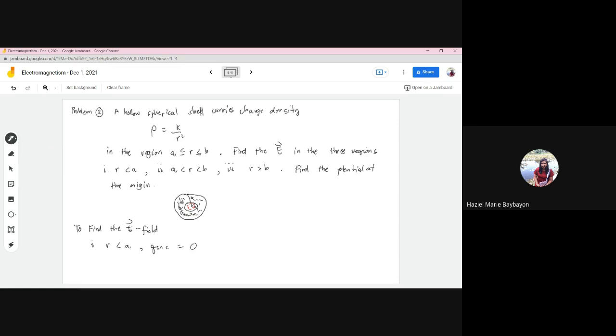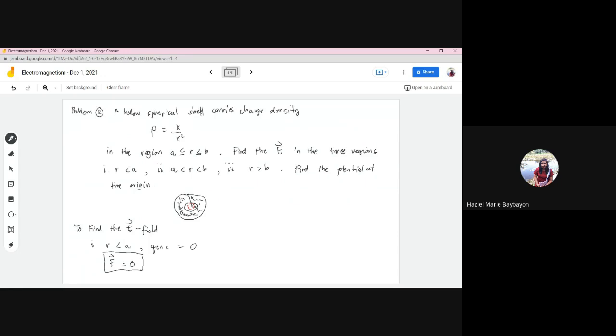Since the charge distribution is zero in this region, the electric field is equal to 0. So this is for region 1 where r is less than a.